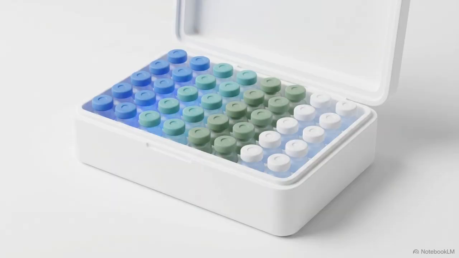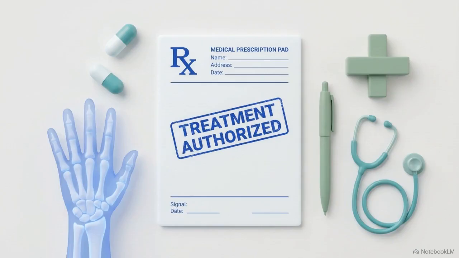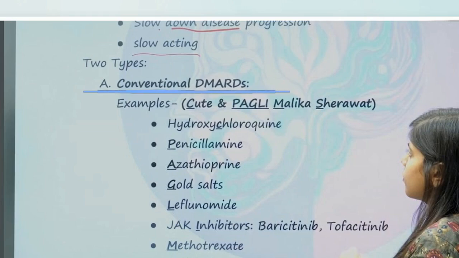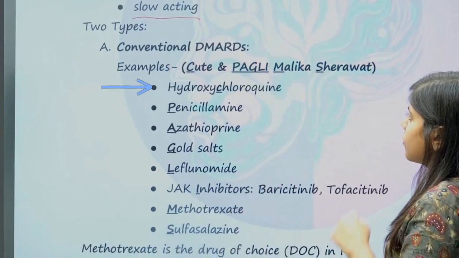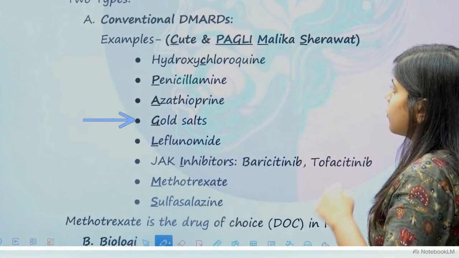Once a score of 6 or higher is confirmed, we move to the standard pharmacological protocol. This list displays the conventional disease-modifying anti-rheumatic drugs, DMARDs, that form the baseline of treatment. To aid in recall for exams, we use the mnemonic Cute and Pagli Malika Sharawat. We map the first 6 letters as follows: C for hydroxychloroquine, P for penicillamine, A for azathioprine, G for gold salts, L for leflunomide, and I for JAK inhibitors like baricitinib. The remainder of the mnemonic identifies M for methotrexate and S for sulfasalazine.